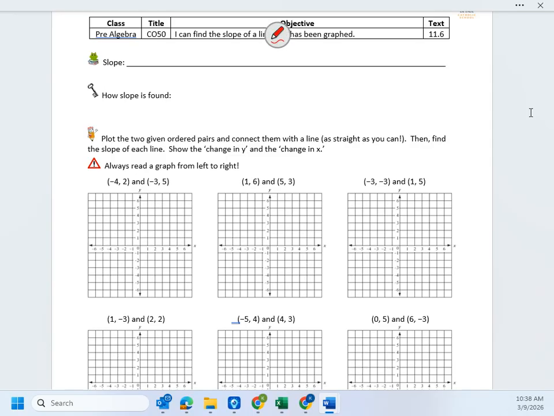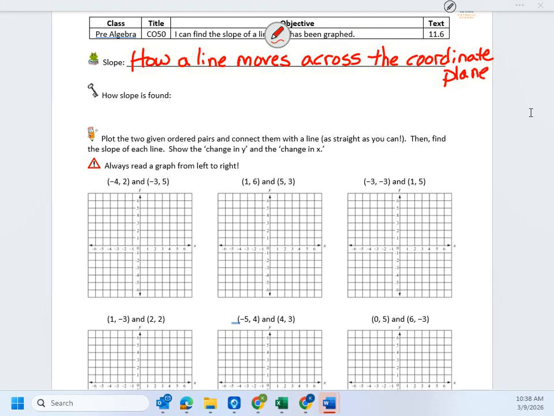The slope is how a line moves across the coordinate plane. So that graph, how that line is moving across the graph, the coordinate plane.